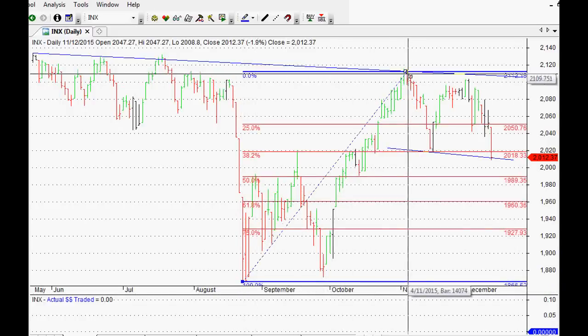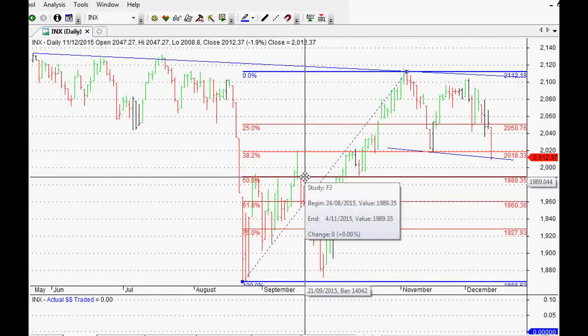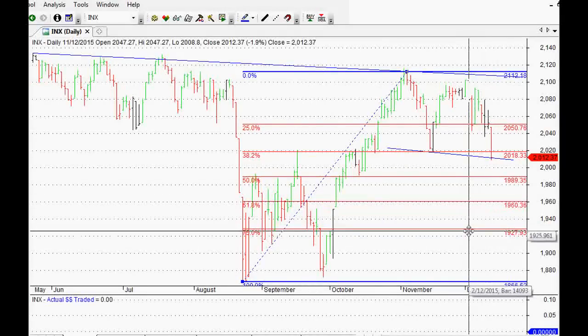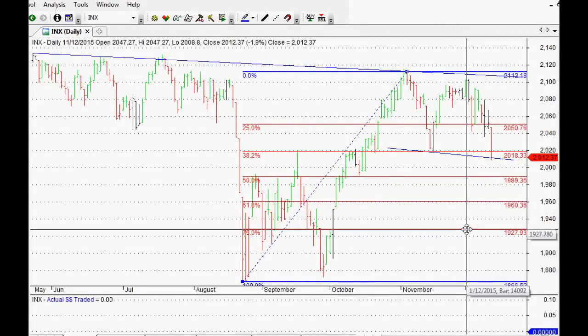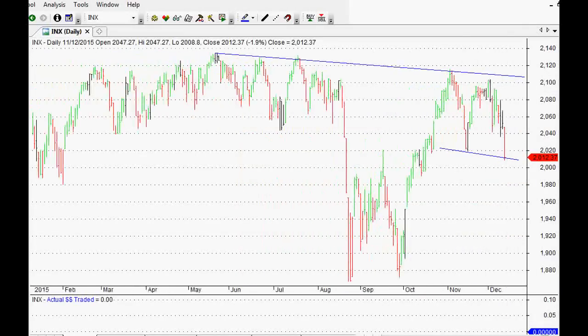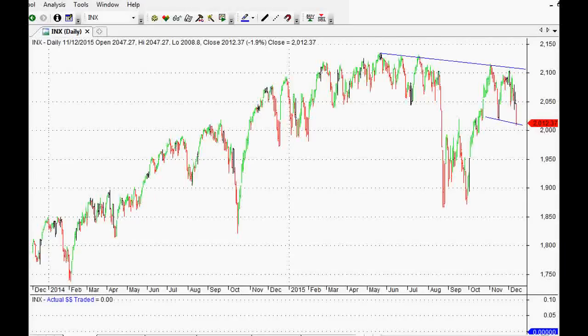In fact, what we'd be looking for is the 50% level at 1990. That would be your next support. And at 75%, 1930 would be our next level as well. Those are your two main levels of support on the S&P 500.